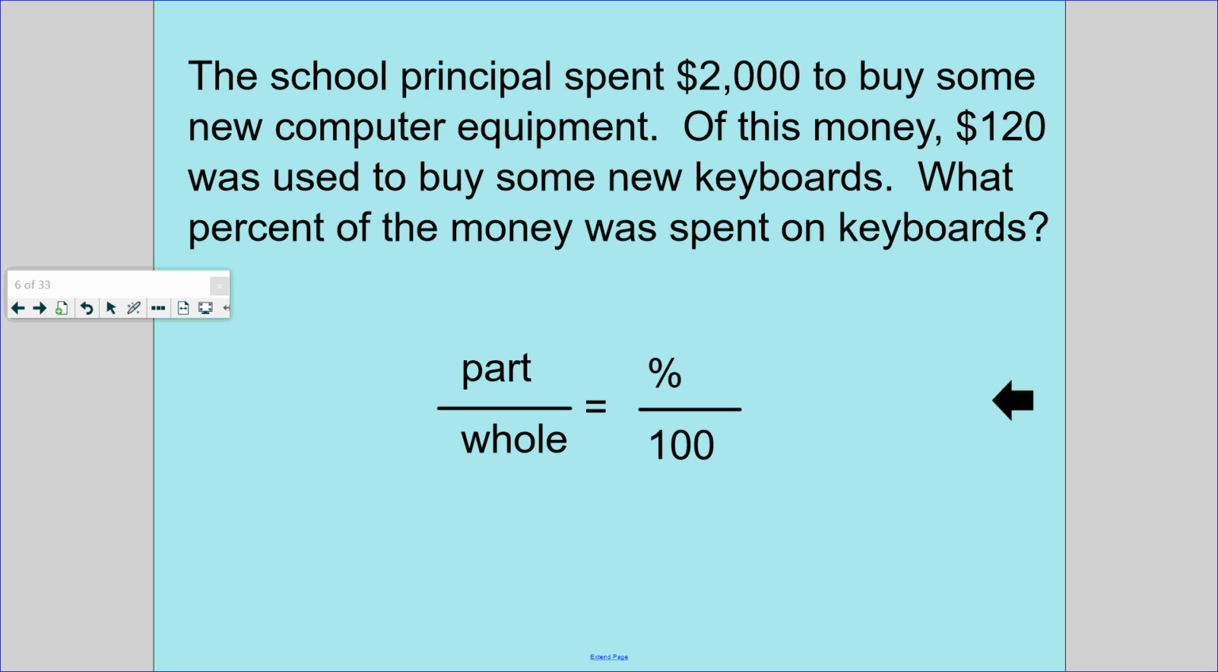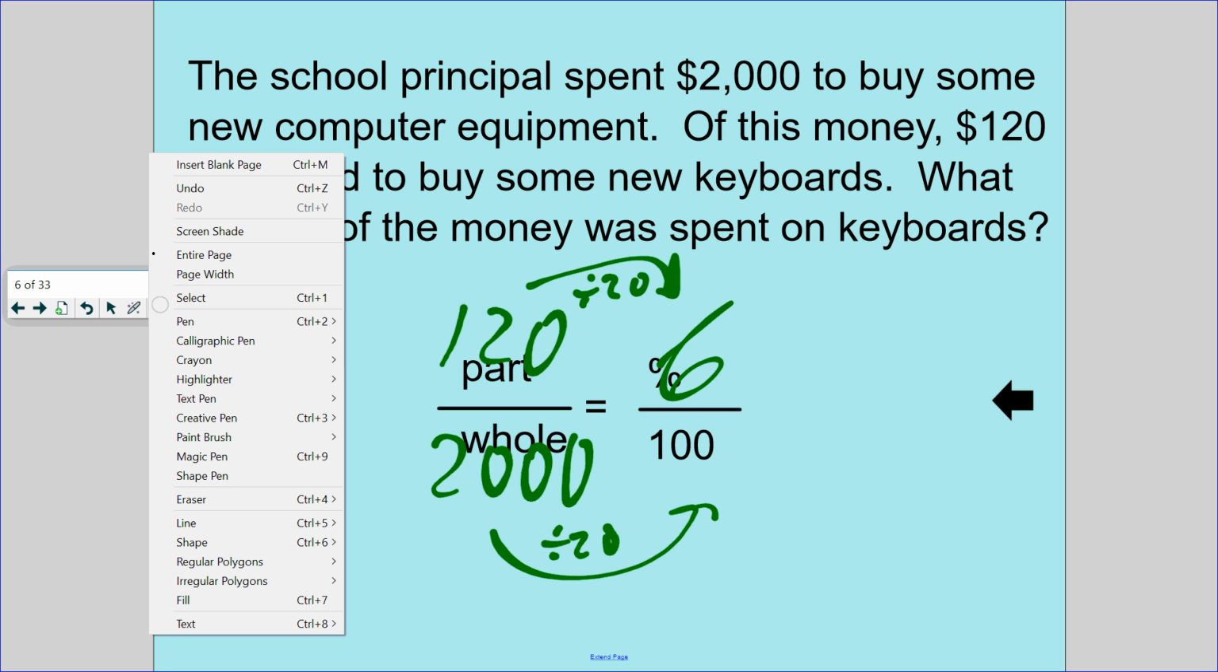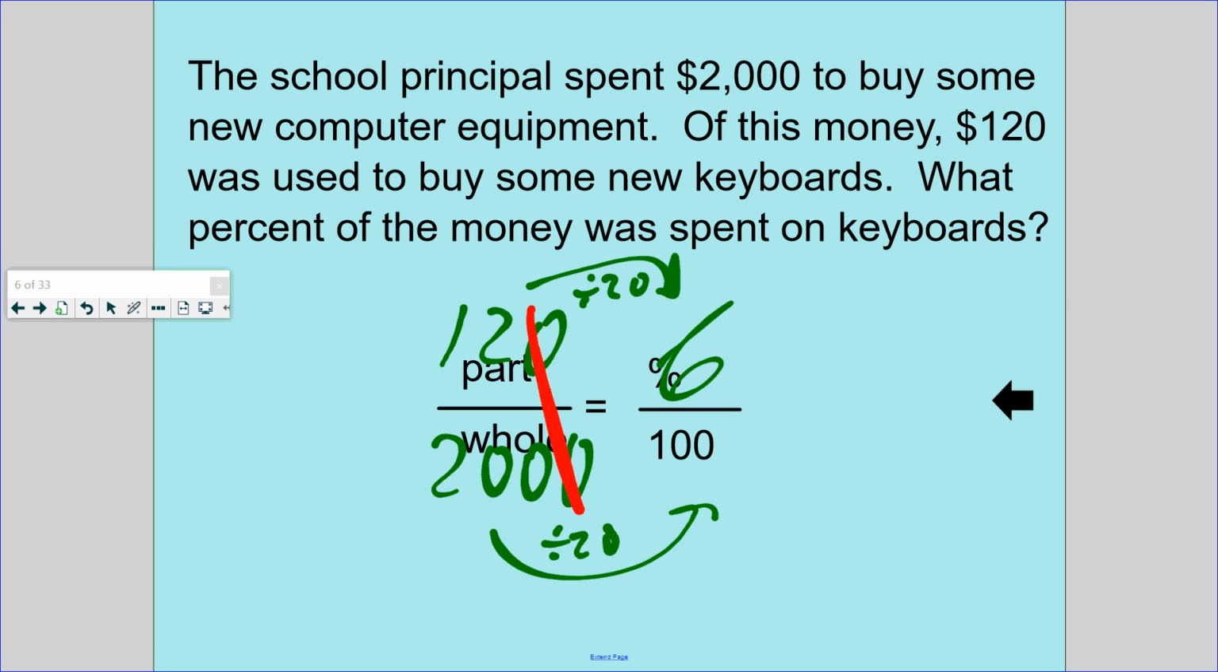What if you don't like the percent bar? You prefer something called percent proportion. Part over whole equals percent over 100. So $2,000 is the whole amount he spent on the computer. Part of it was spent on keyboards. Do you see an up and down relationship or a side-to-side relationship? I see a side-to-side relationship. So I could divide by 20, or maybe you want to say times 1/20, and that's 6%. Maybe you prefer to simplify this by dividing by 10. How do you turn a 200 to 100? Divide by 2. 12 divided by 2 is 6%.